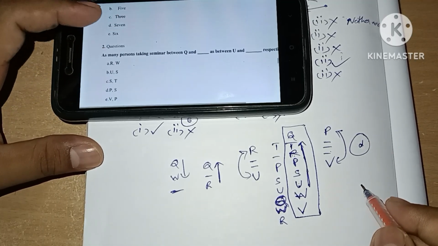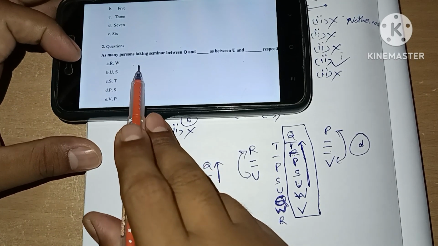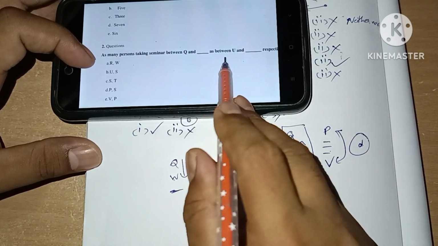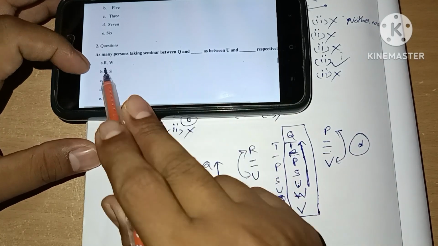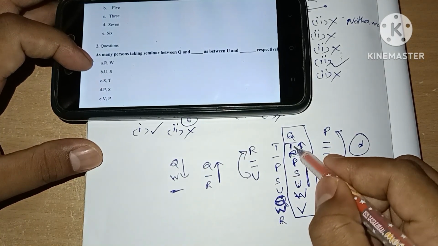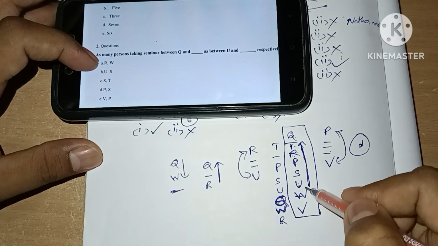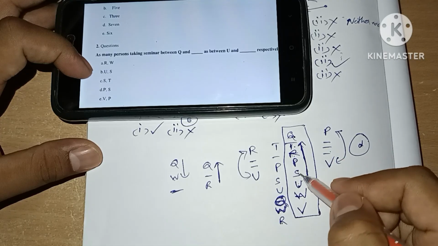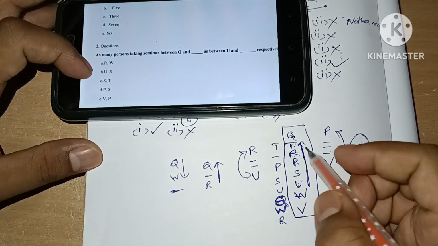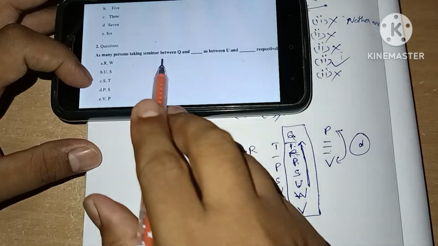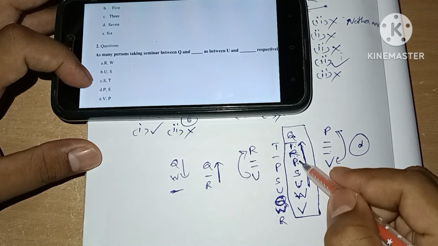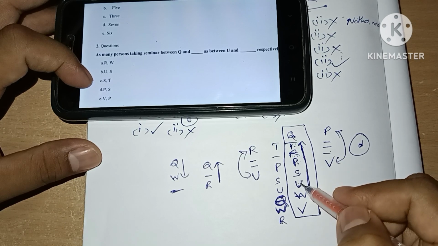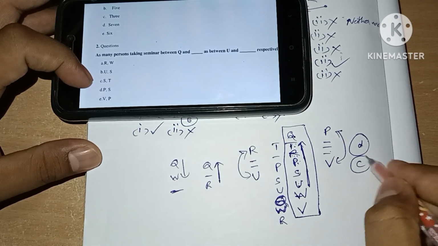Next, second question. As many persons take the seminar between Q and dash as between U and dash respectively. Q and R, 1 person. U and W, no person in between them. So first one is not. Q and U, 1, 2, 3, 4, 4 people. U and S, no. Q and S, 3 people. U and T, 1, 2, 3 between U and T also. So option C is our answer.